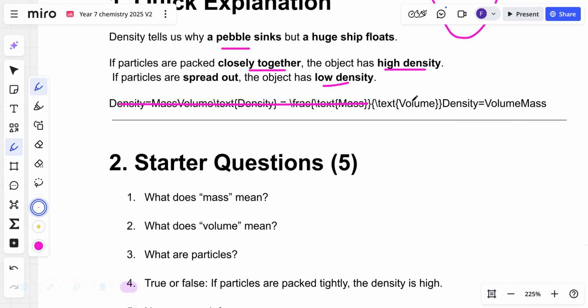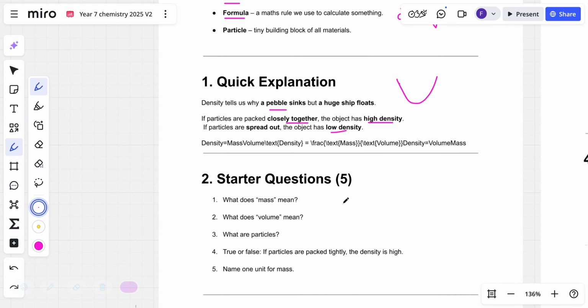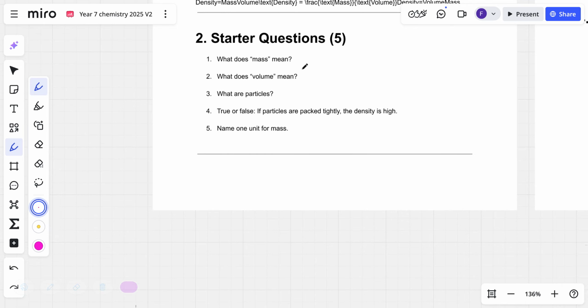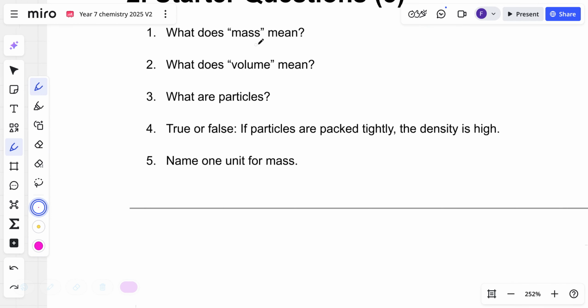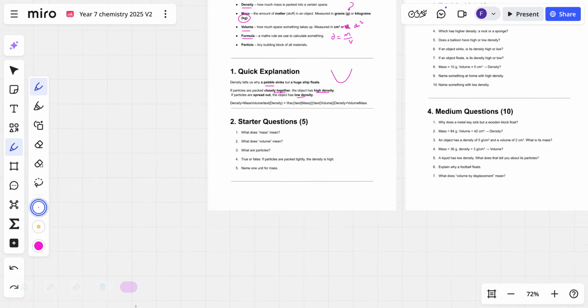Oh, well, that didn't come out very well. We can forget that. All right. So you've got some starter questions. The biggest thing is that you read and you try and you give it a go. What does mass mean? How much stuff, how much matter you've got. What does volume mean? How much space there is. What are particles? Atoms, molecules. True or false? If particles are packed tightly, the density is high. Yes. Name one unit for mass. For today's chemistry, I'd like to see grams.